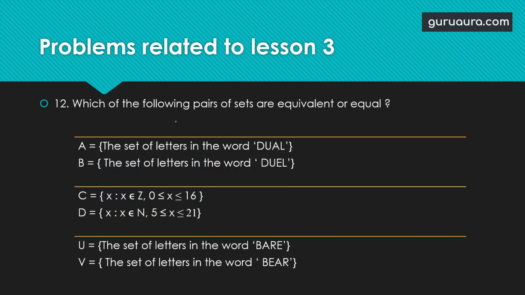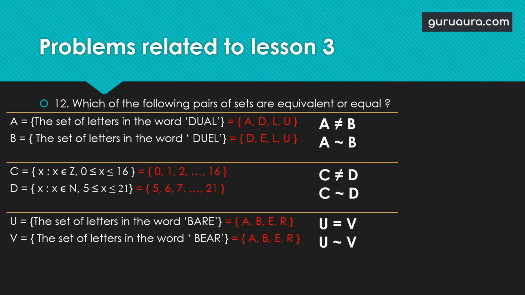Now let's move to the last question of this lesson. Which of the following pairs of sets are equivalent or equal? Pause the video and find the answers. Let's see the answers now. Set A and set B have the same number of elements, but the elements are not exactly the same. Therefore, set A and B are equivalent but not equal.